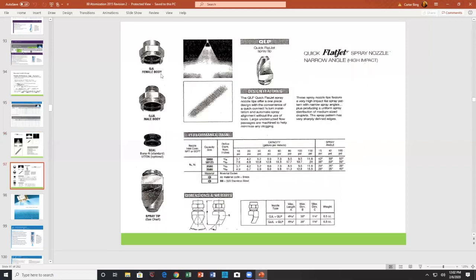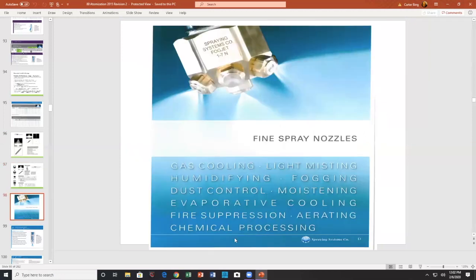Anyway, we have the impingement plate. Here's an impinging nozzle, impingement. Then we have foggers. Oh boy, fine mist.